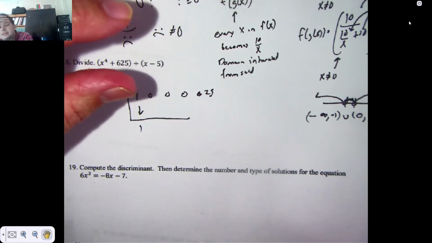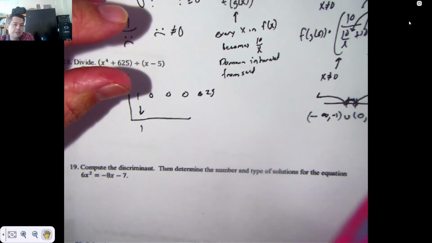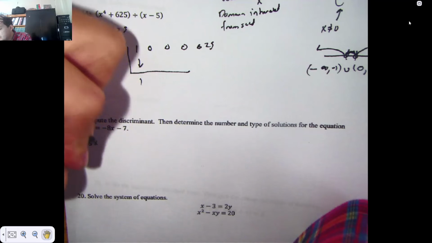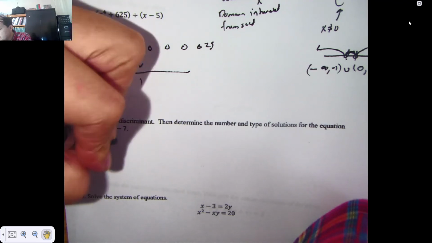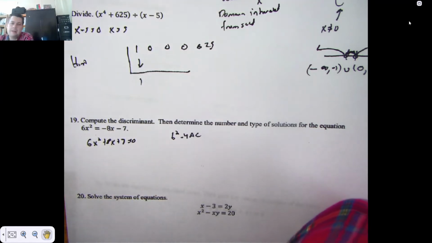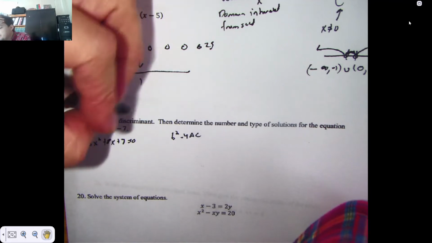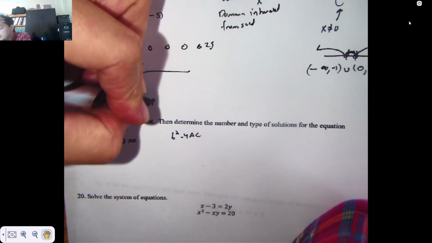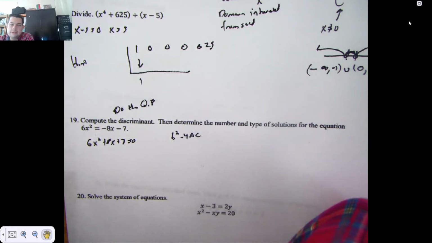Compute the discriminant. Then determine the number and type of solutions for the equation 6x squared minus 8x minus 7. First thing is to one-side this thing. And the discriminant is the b squared minus 4ac piece. All right? I don't know that you have to compute the discriminant. You can always just do the quadratic formula. It would tell you exactly what's going on anyways.